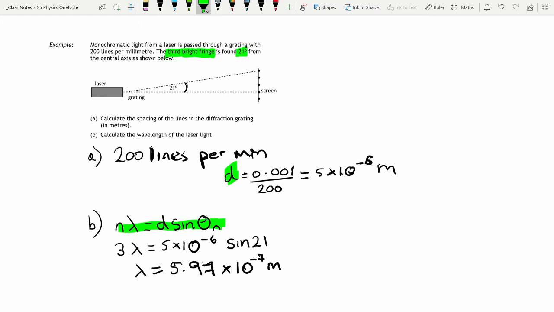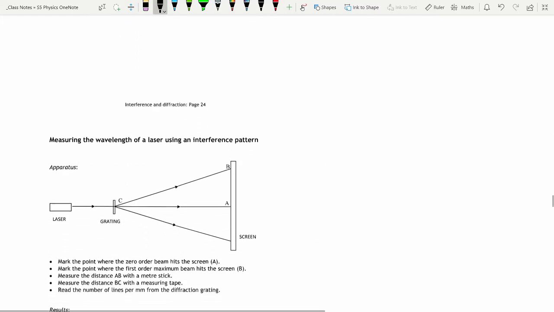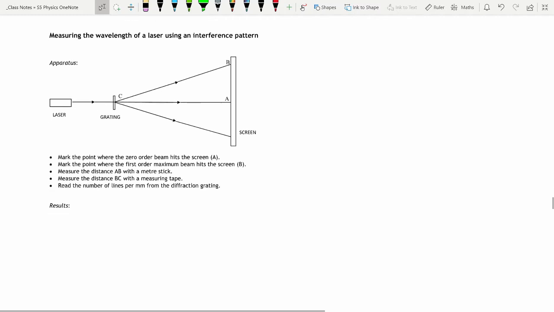So there's an example here of a practical that I'll show you the video of. We've got a laser going through a diffraction grating. To find the wavelength of the laser using this, what you need to do is the following. Mark the point where the zero order beam hits the screen. Mark the point where the first order maximum beam hits screen B. So that's our zeroth order maximum, right where there's zero difference, and our next maximum is at B.